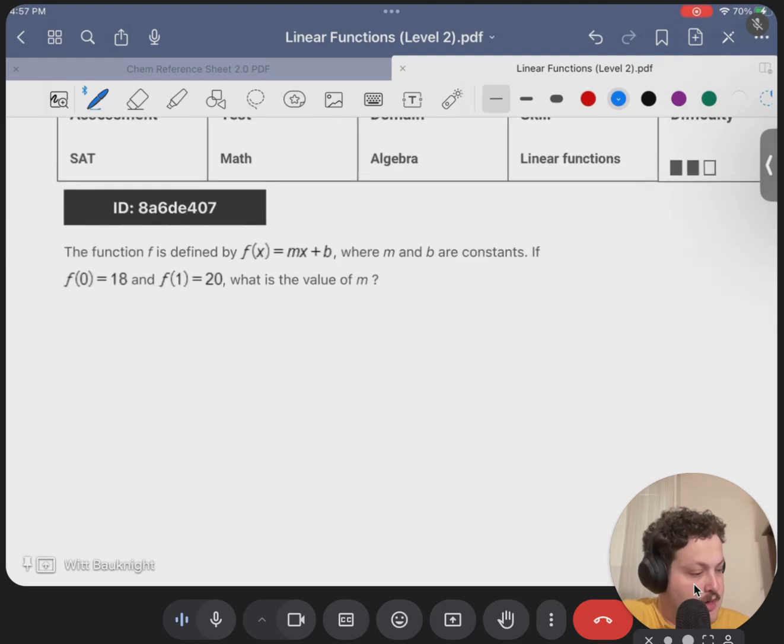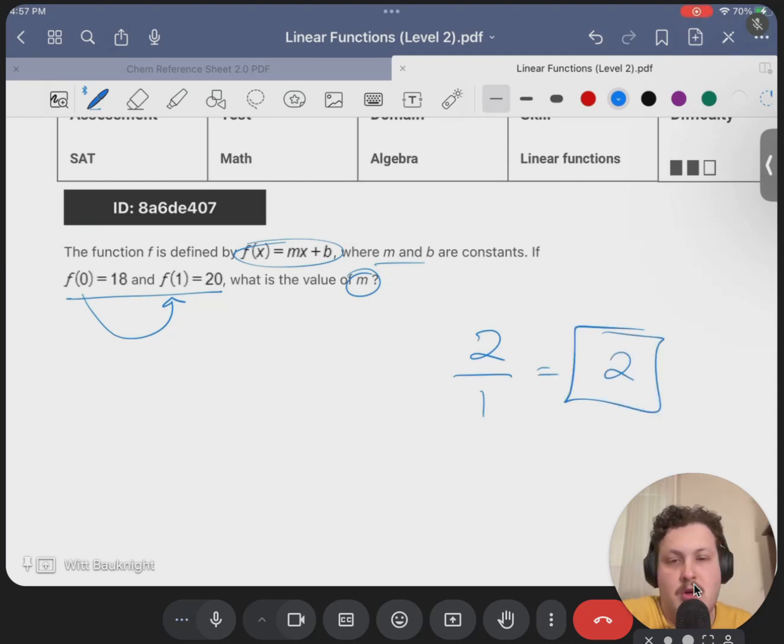2 more questions. All right, we got a linear function where, like every linear function, m and b are constant. So if we move to the right 1 and we go up 2, rise over run, slope is equal to 2.